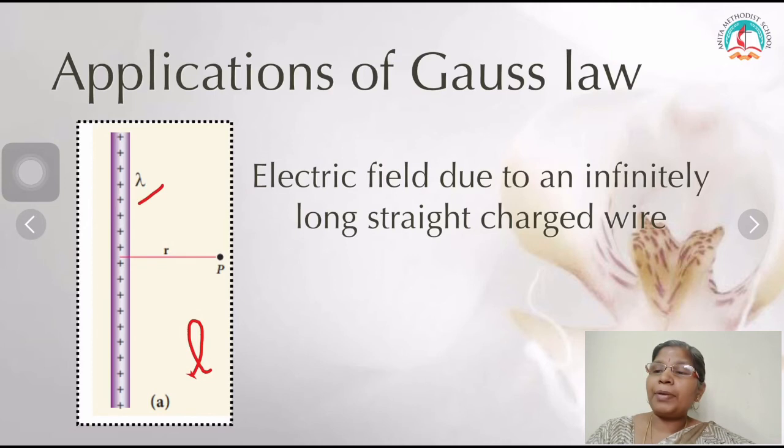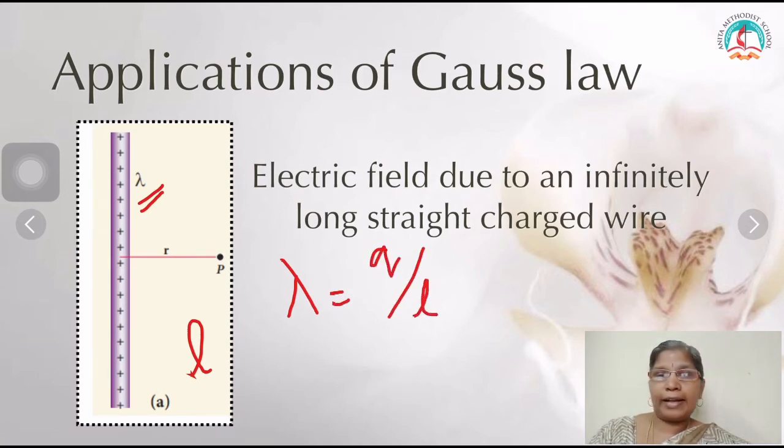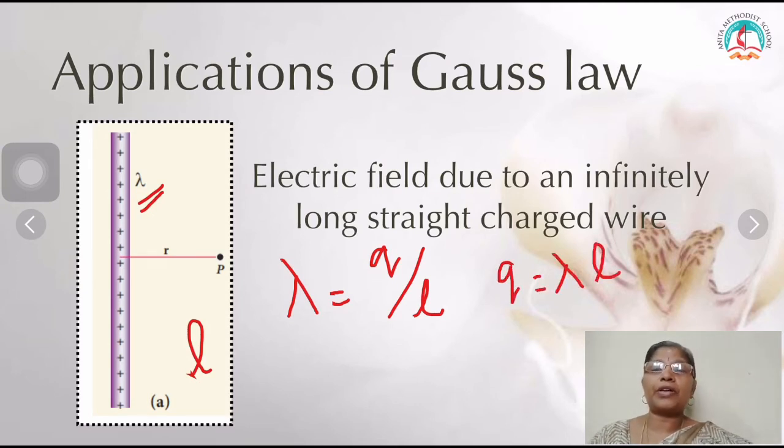Now, lambda is what? Linear charge density. What is the definition of linear charge density? Charge per unit length. Now I am calculating the value of Q, so what will I get? Lambda multiplied by length gives the value of Q, the charge.